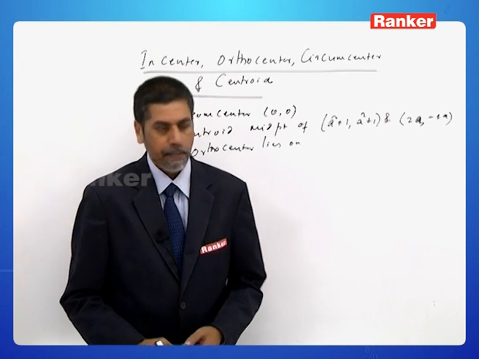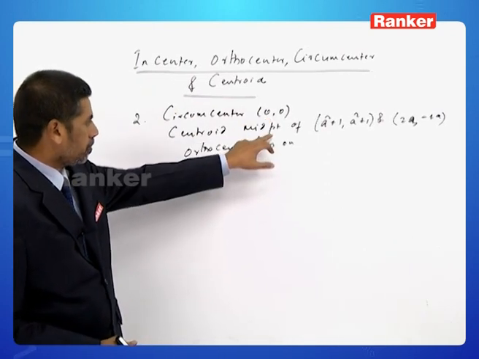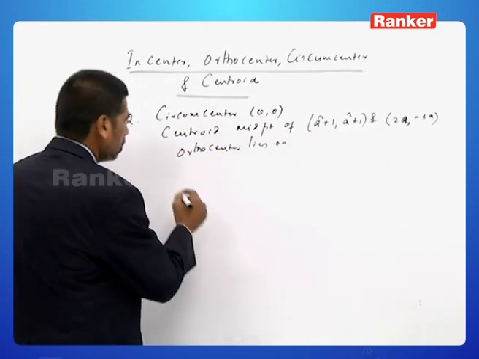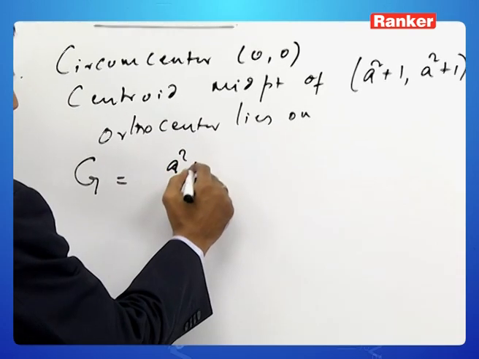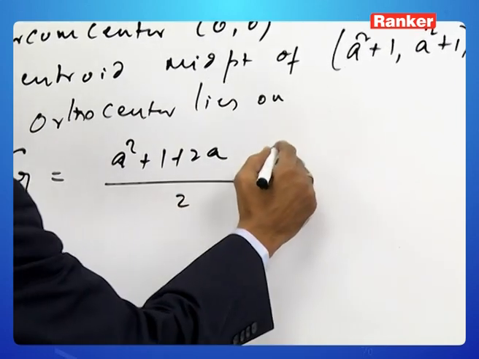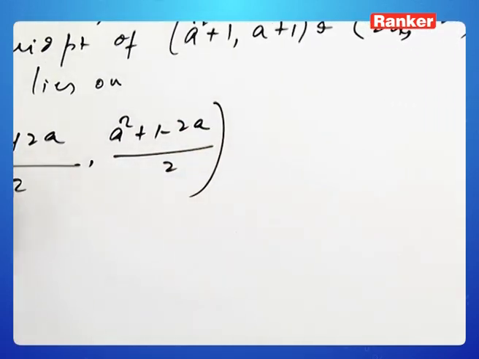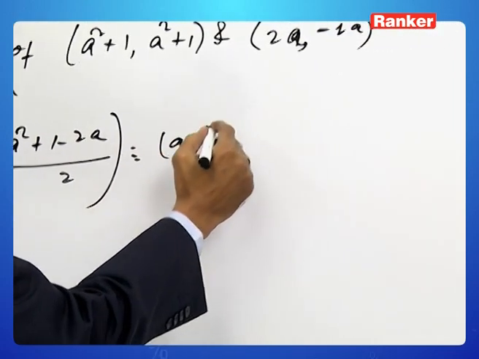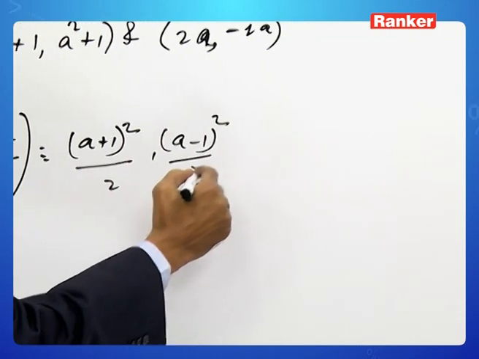So let's look at the data. So we have got the circumcenter directly given to us, nothing to worry. But the centroid is not directly given, it's a midpoint of these 2 points. So the centroid G is given by ((a² + 1 + 2a)/2, (a² + 1 − 2a)/2), which is identically equal to ((a + 1)²/2, (a − 1)²/2).